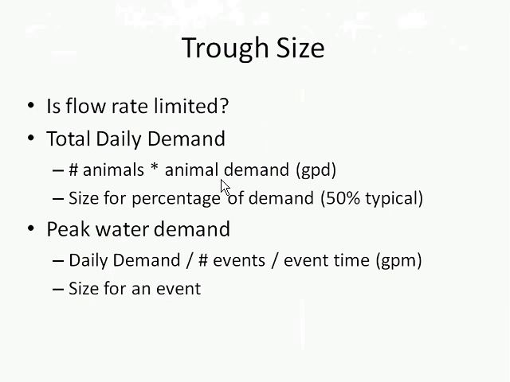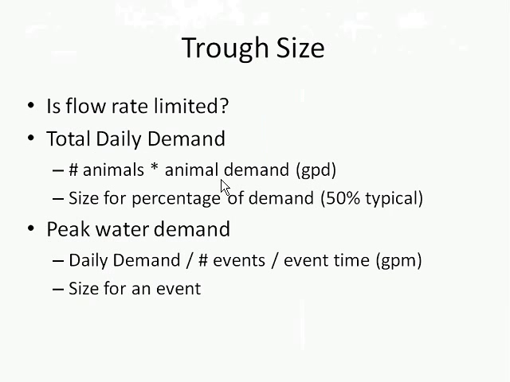We think about total daily demand, how much water we need: the number of animals times the amount of demand per day. That's how we come up with total demand. And typically we can size a trough for some percentage of that demand. That may vary by state depending on how dry you are, how hot you are. A typical size might be 50% of a daily demand.